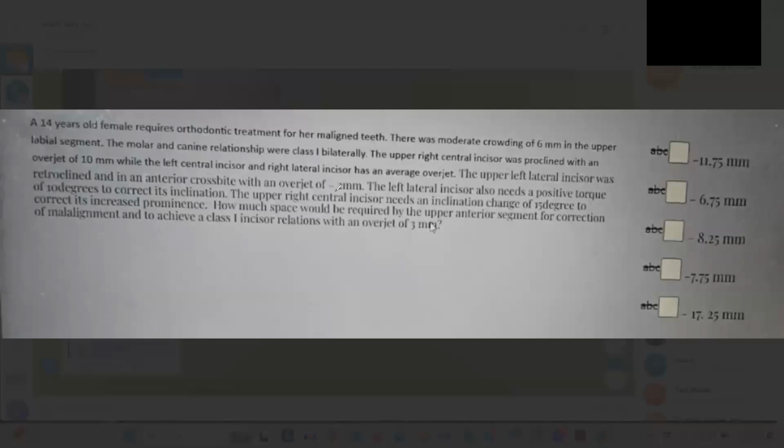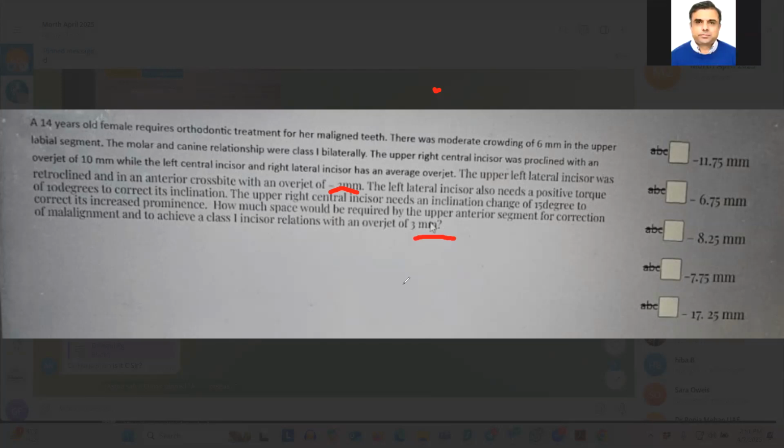Yeah, we are doing the OJET calculation. So it's 3.5 millimeter one value. Now it's -2, and we are supposed to get a 3 millimeter OJET. So from -2 to 3, it's a 5 millimeter change for one single tooth, right? So this 5 millimeter multiplied by 0.5. Since we are proclining it, obviously that will give us space, because it goes from minus to positive.